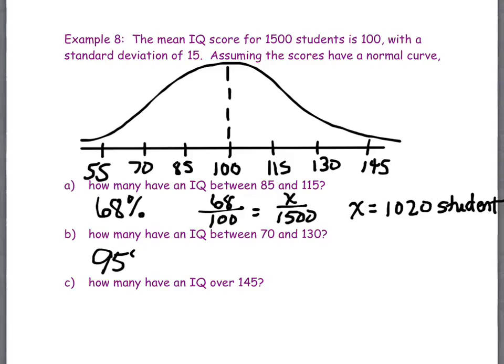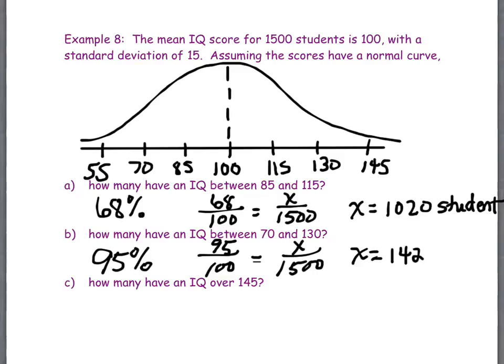95%, you bet. Well, you can do the same thing, right, Carrie? Yep. We're just going to do 95 over 100 equals x over 1500. How many students does this end up being? 1,425? 1,425 students. Yes, Ashley?